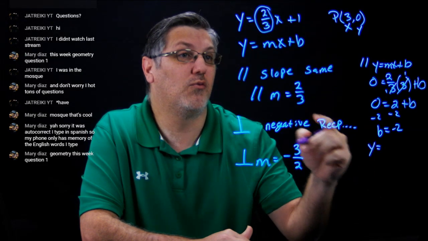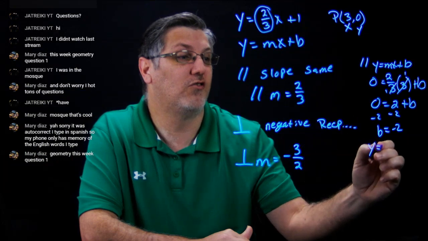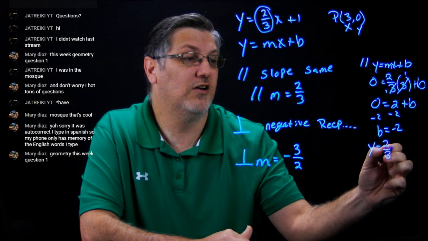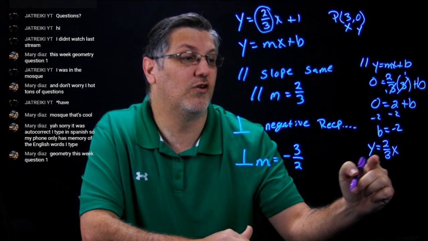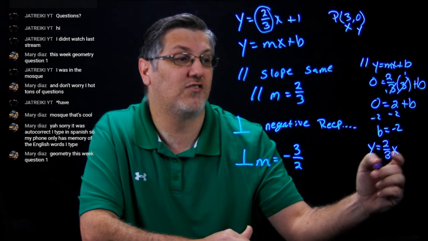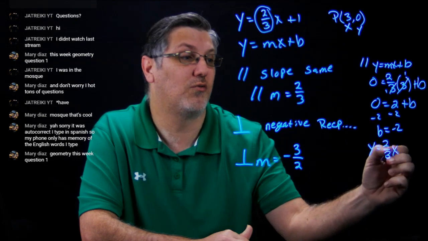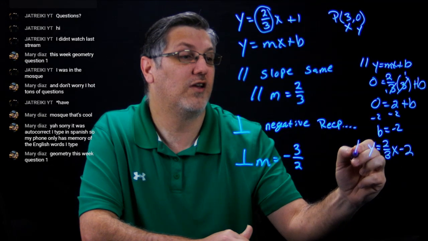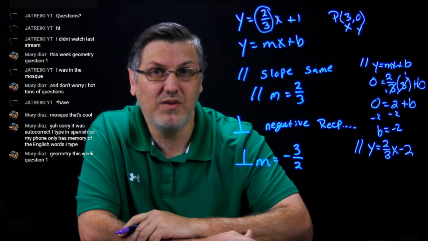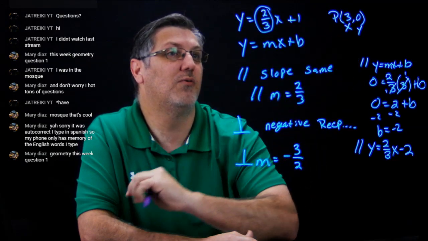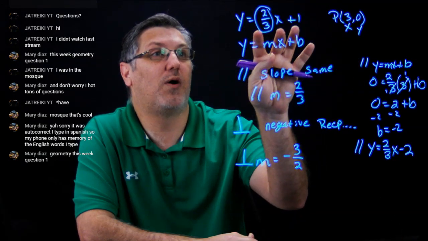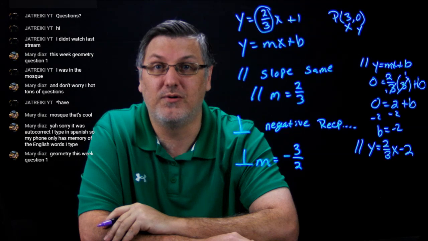My y equals, my m is still 2/3. Here's the x, that has to stay. So your equation has to have this y and it has to have this x in it. And then my b is a -2, so you can do plus a -2 or just write -2. So there's my parallel line. That goes through the point 3, 0. And is parallel to y equals 2/3 x plus 1.